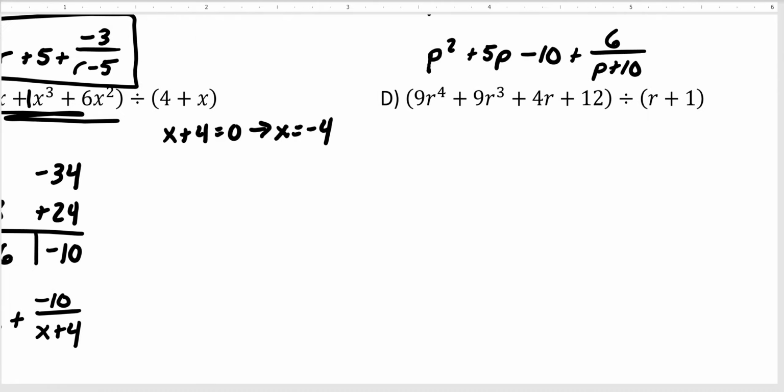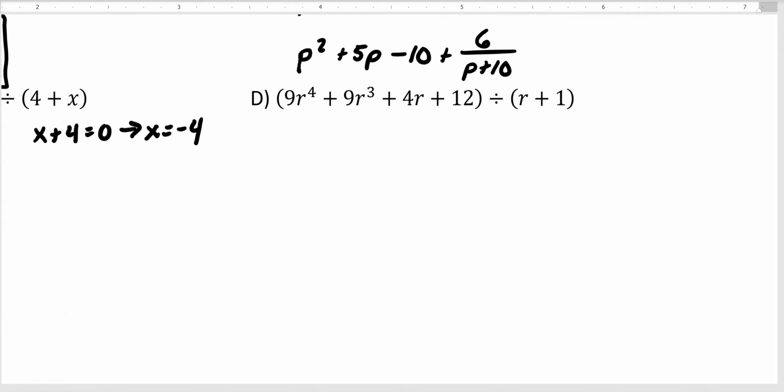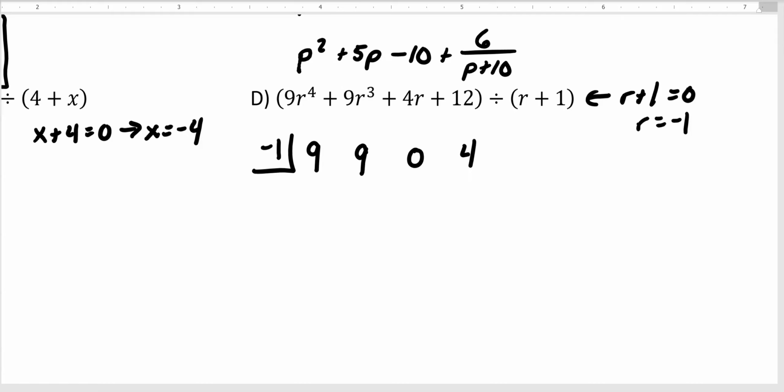All right, last one here for these. R plus 1 is my divisor. I set it equal to 0, so r equals negative 1. Negative 1 goes in the box. I have 9, and I'm missing an r squared, so let's add the 0, and then 4 and 12. Add my line and my box for our remainder.